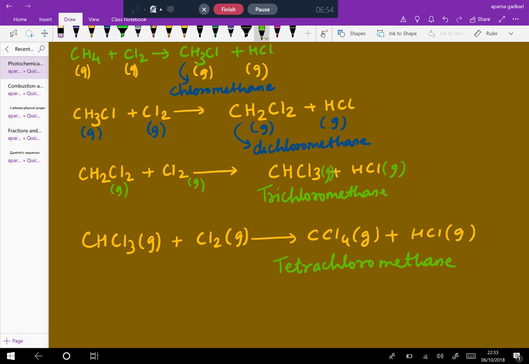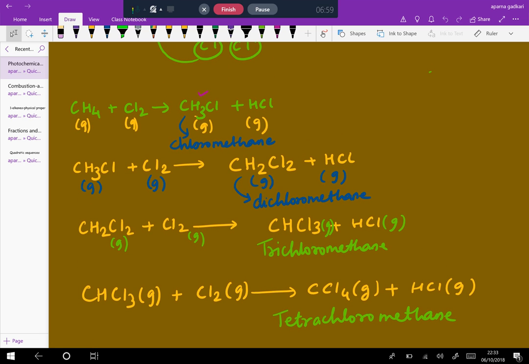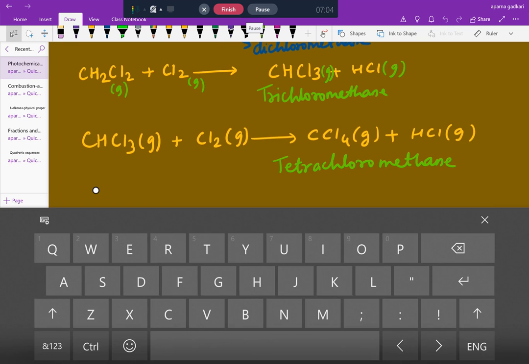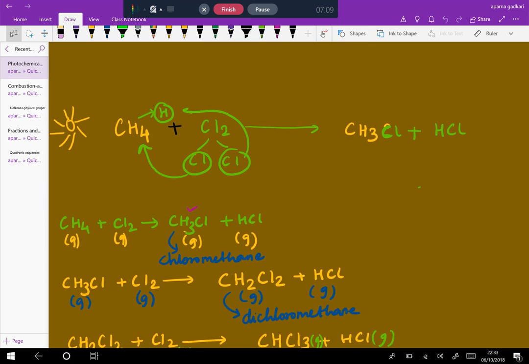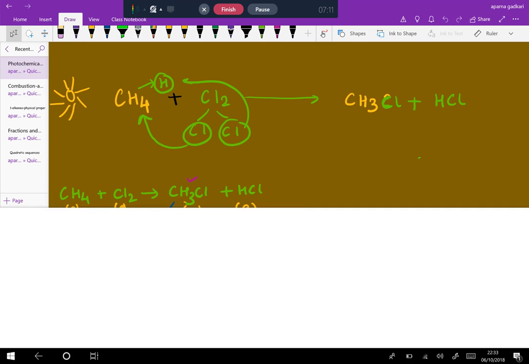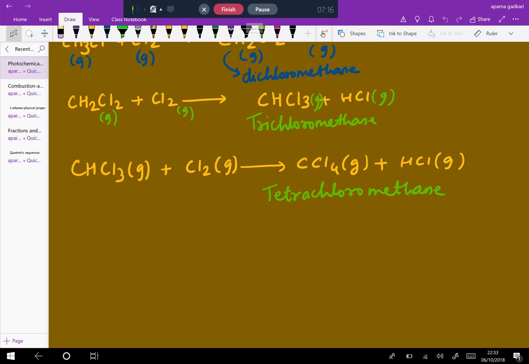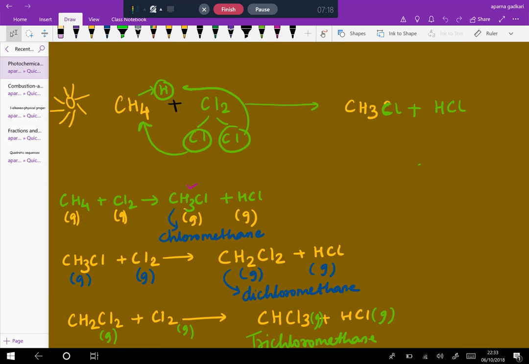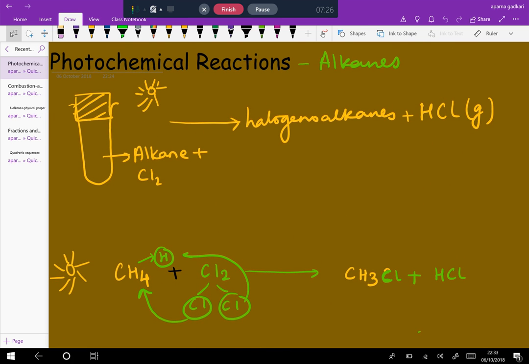So this is basically what happens in substitution reactions of alkanes or halogenation of alkanes, or you may call it the photochemical reaction of alkanes. Remember the special condition: sunlight is needed to trigger the reaction. The reaction cannot take place on its own, and therefore the reaction is said to be a photochemical reaction or a substitution reaction. So this is all in today's video on photochemical reactions of alkanes.